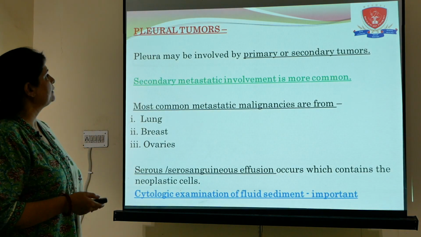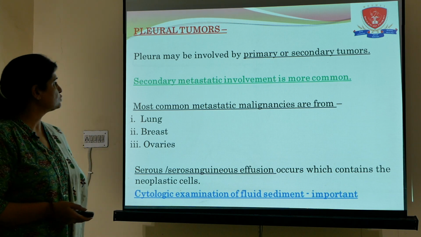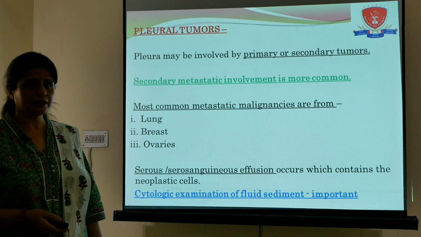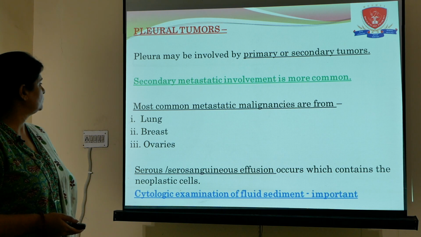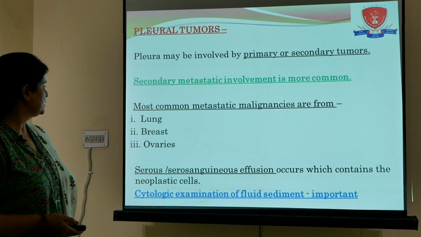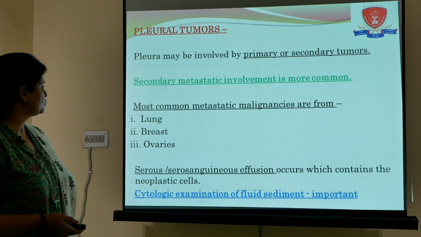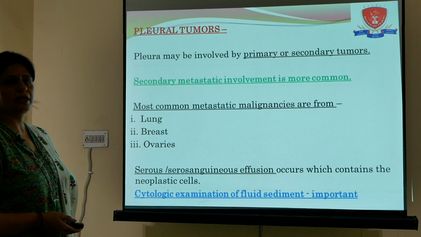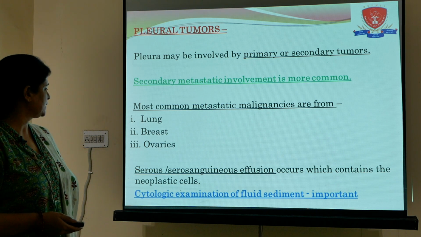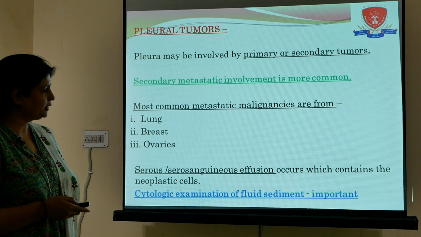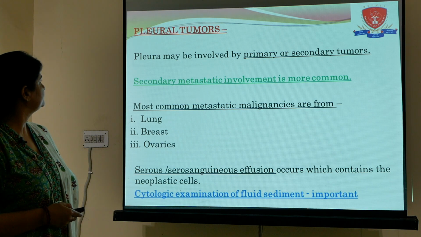Pleural tumors can be primary or secondary. Most common are the secondary metastatic tumors, and the primary may be from the lung, the breast, or the ovaries. Serous or serosanguinous effusion occurs which contains the neoplastic cells. So in such cases the cytological examination of the sediment of the fluid is really important.